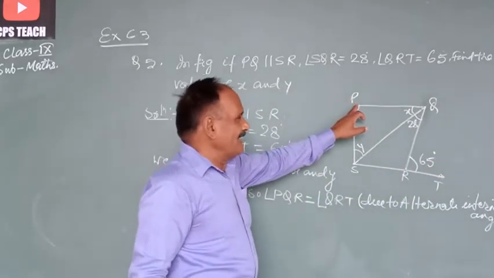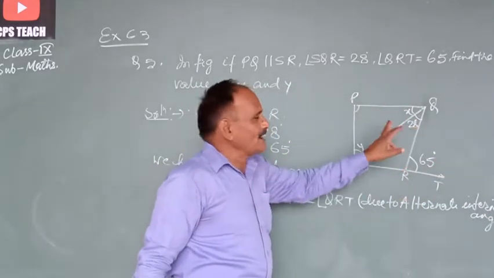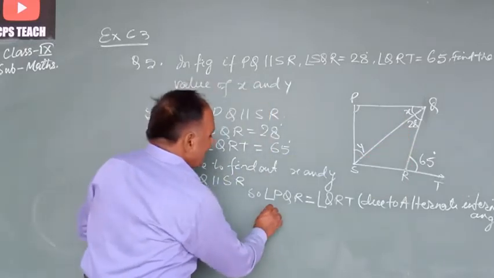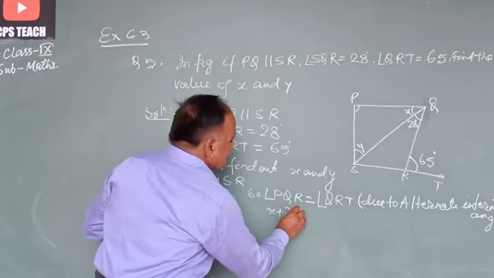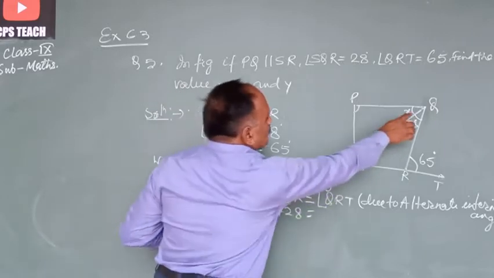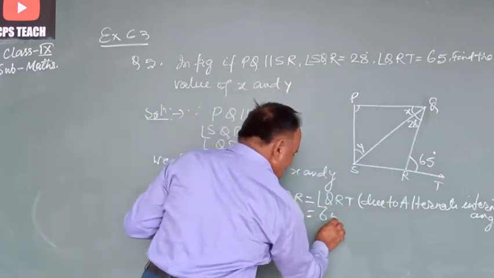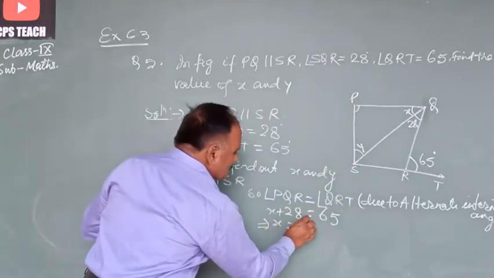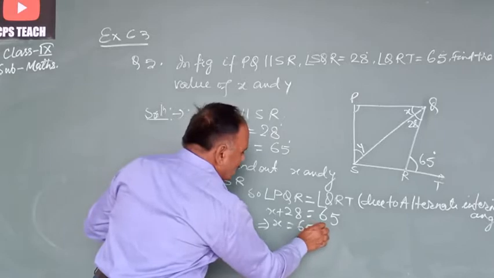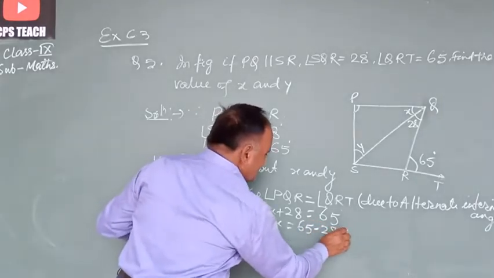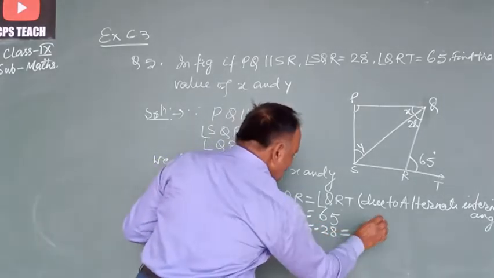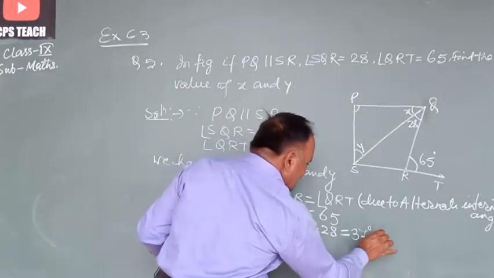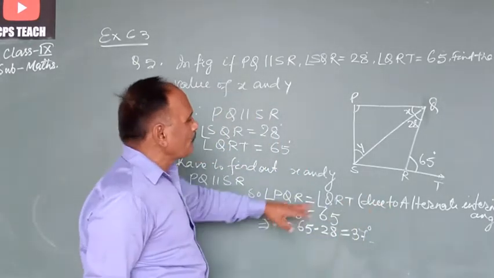Now, in this angle PQR, there are two angles, X and 28. So X plus 28 is equal to QRT, this is 65 degrees. This implies X is equal to 65 minus 28, which is 37 degrees. This is the value of angle X.